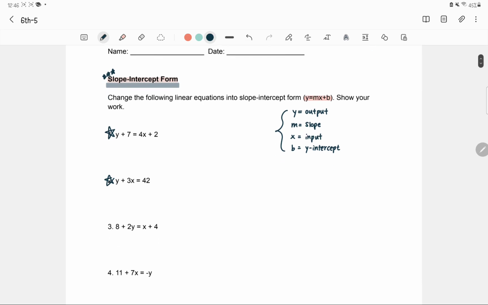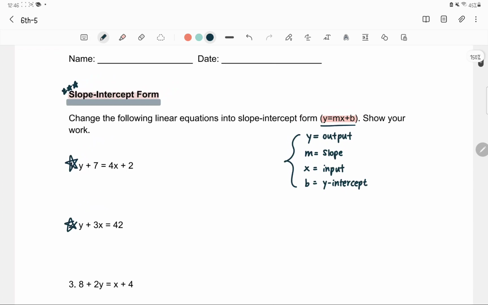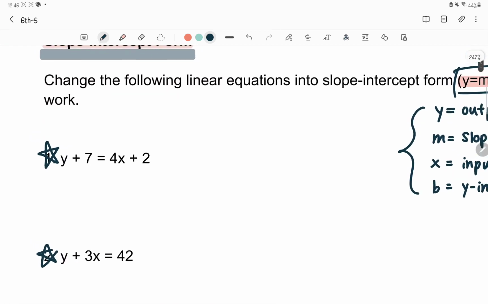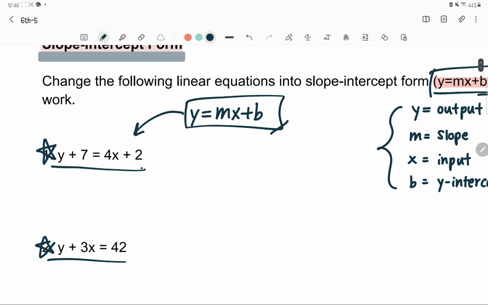So, the first topic we're going to cover is slope-intercept form, which is y equals mx plus b, that I highlighted over here. y equals output, m equals slope, x equals input, and b equals y-intercept. So you have to follow the format, y equals mx plus b, and you have to convert these forms into this form.